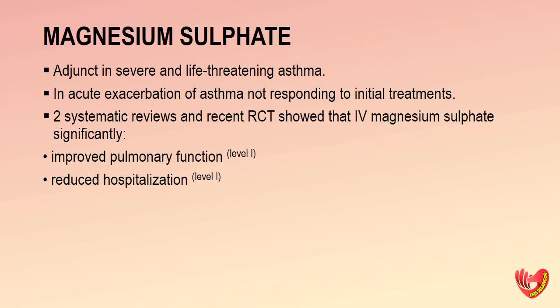What is the role of IV magnesium sulfate in acute exacerbation of asthma? It is used as an adjunct in severe and life-threatening asthma. IV magnesium sulfate is used in acute exacerbation of asthma not responding to initial treatments. Two systematic reviews and a recent RCT showed that IV magnesium sulfate significantly improved pulmonary function and reduced hospitalization in acute asthma patients.